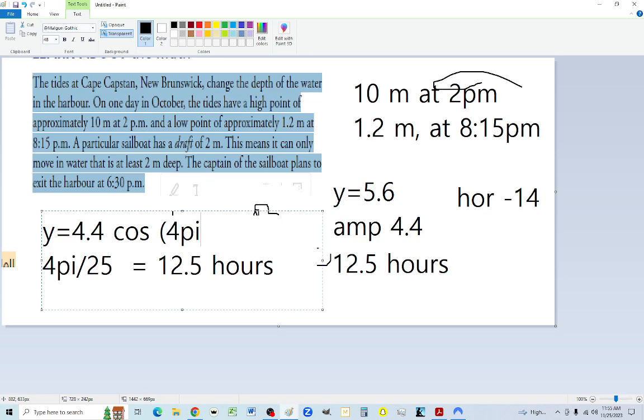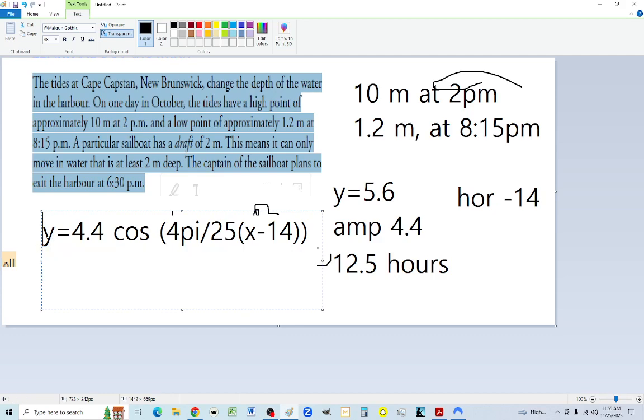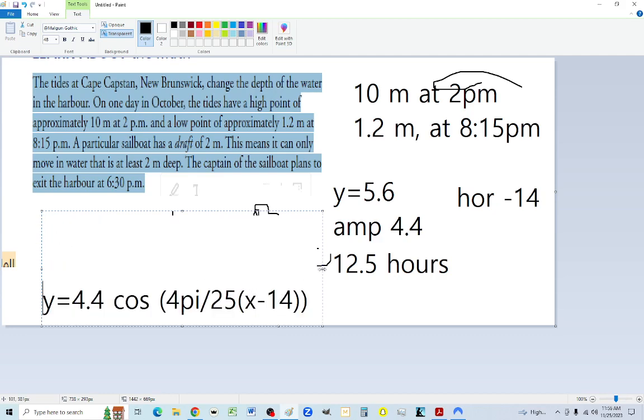So we're going to do 4 pi over 25, and then we're going to shift it minus 14, and then we have to add our axis. Our axis, as we've discovered, is 5.6. Now, this should produce, if I got it all right, a high tide at 2 p.m. I can either use the graphing calculator, or I can figure out the information that they want me to know. They want me to know when this graph is above 2 meters.